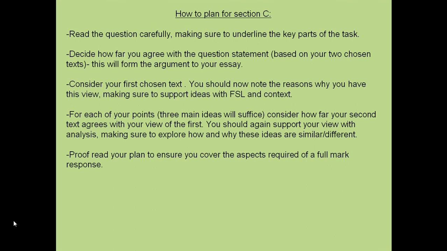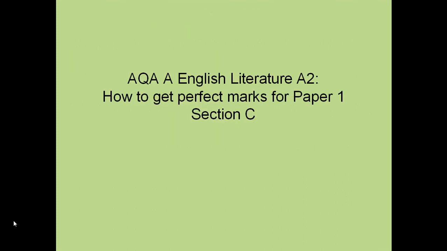Then you need to consider your first text. You should note down the reasons why your argument is right, and you make sure you again note down form, structure and language and context, and that will form the evidence part and the analysis you need. And then for each of the points that you have made, 3 will suffice obviously, you need to consider how far your second text agrees with the view that you've made about the first. Again, you need to note down your form, structure and language, and once you've done that and made the comparison points, you've got yourself a full mark plan which you can then proofread to make sure you're happy moving forward. So when you're ready, thank you, let's begin to look at what our full mark answer should look like.